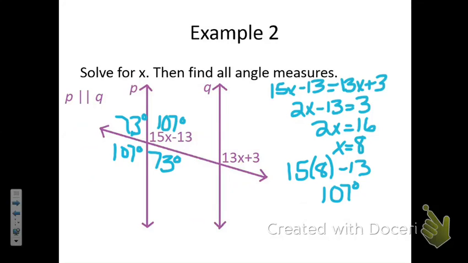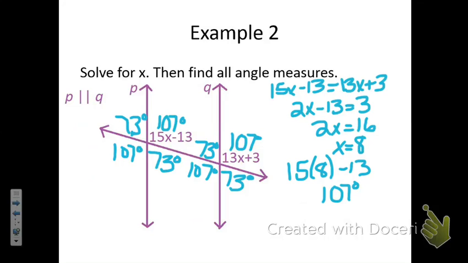Yeah, it's 107. I could plug it back in, but I'm still going to end up with the same thing because we know they're corresponding. What's the one beside it? 73, and below that one? 107, and the last one? 73 degrees. Okay.